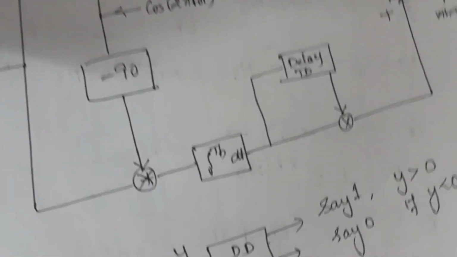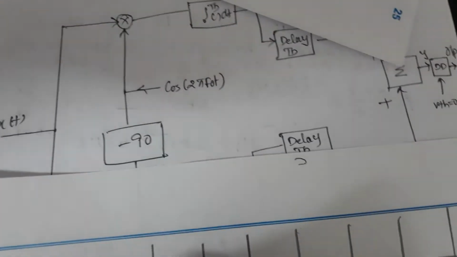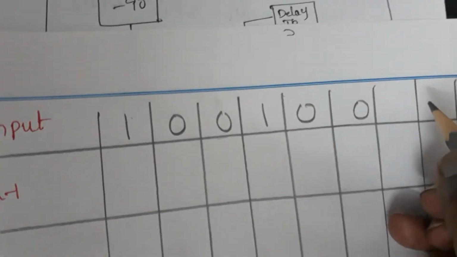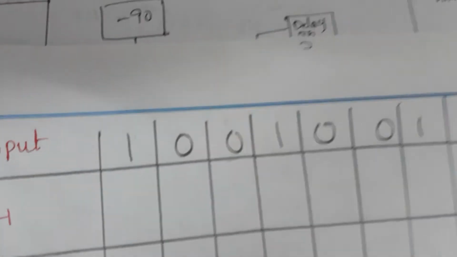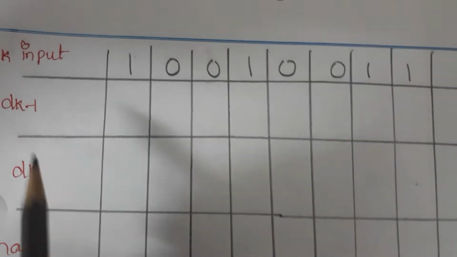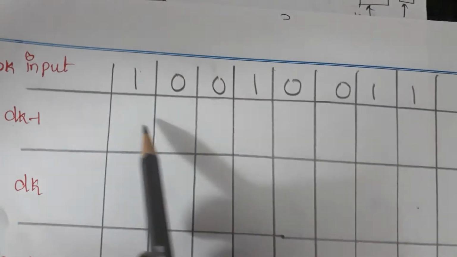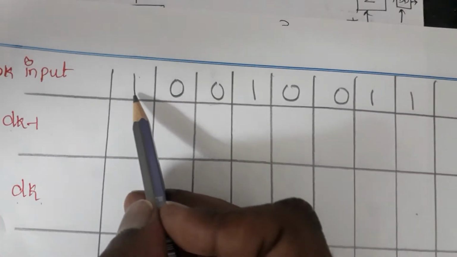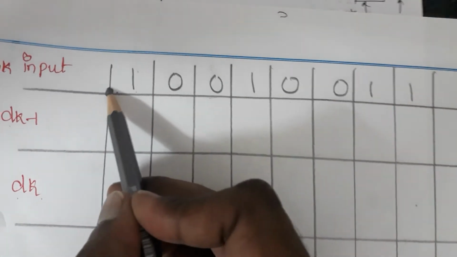Now I'm going for the next part of my video. I have taken a sequence, and the sequence is 1 0 0 1 0 0 1 1. I am going to tell you how to write the output for this. So DK minus 1, don't write anything in the value yet. So DK. So when you start, this is the starting point here. I'm going to mark the starting point here.